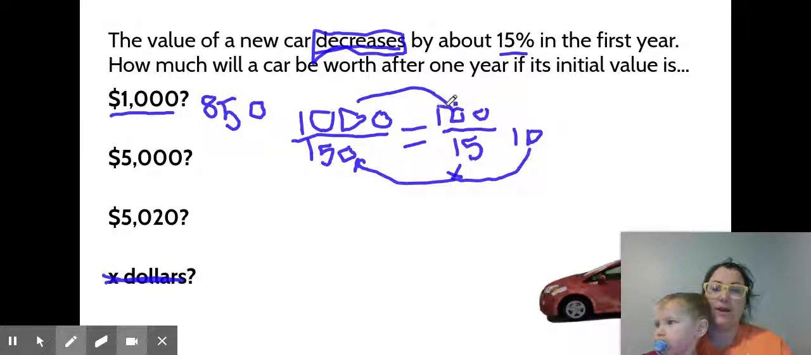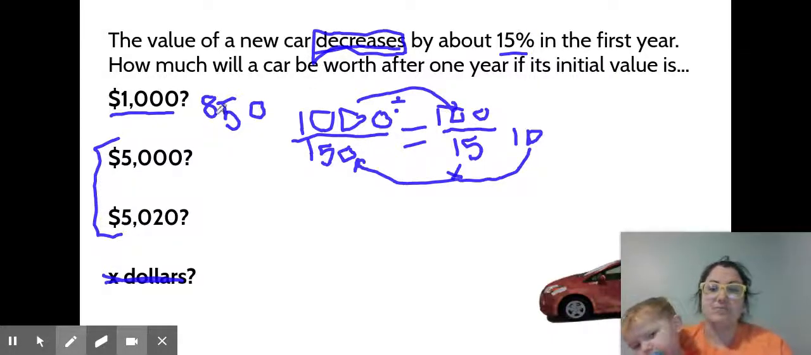Divided first, okay? So what I'm going to do is I'm going to set a timer. We're going to do 3 minutes since there's only 2 problems here. And I want you to solve these 2 problems. Same situation. It's decreasing by 15%, and this is my 100%. This is what I'm starting out with. So 3 minutes on the clock. Go ahead and begin.